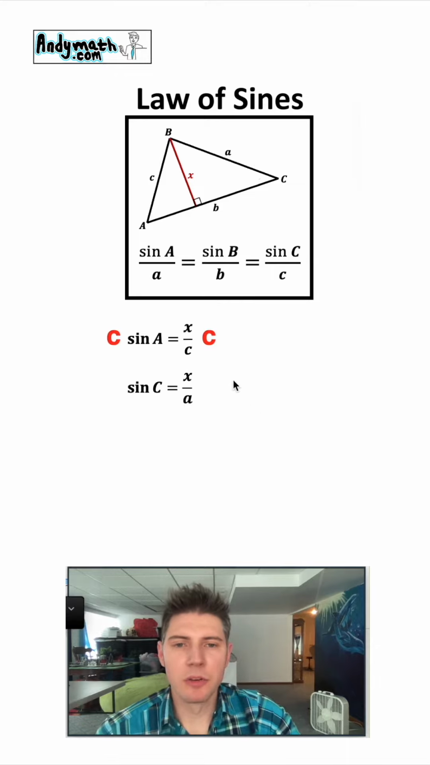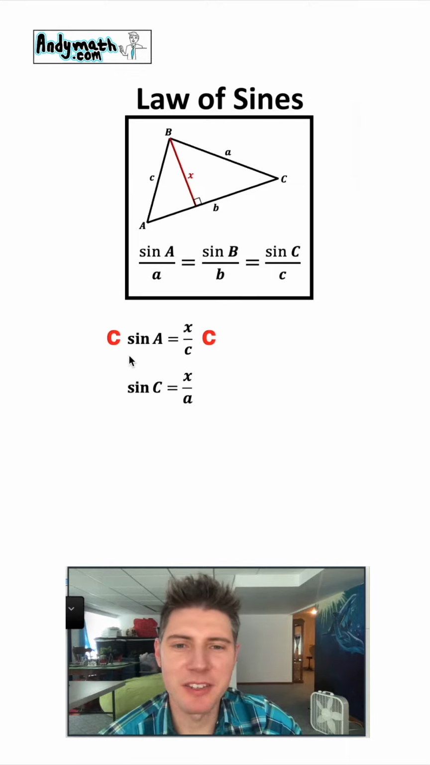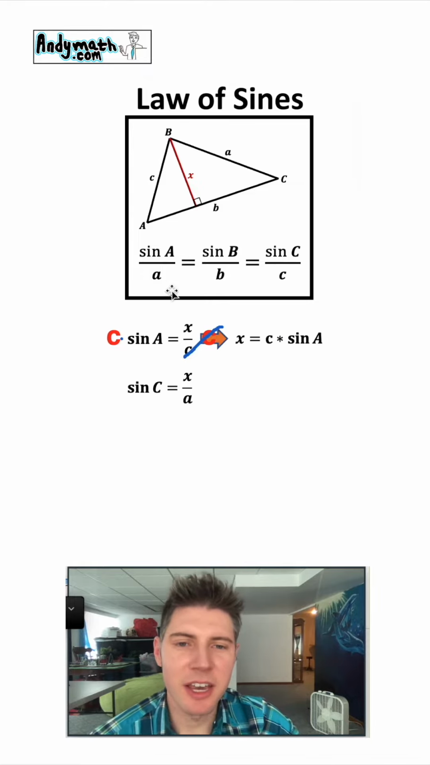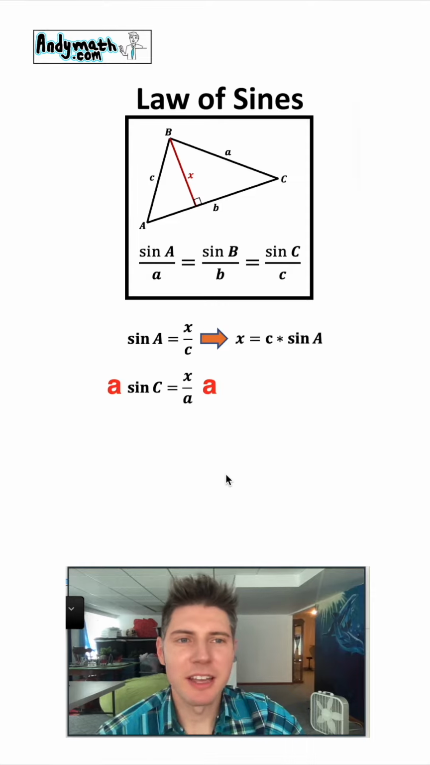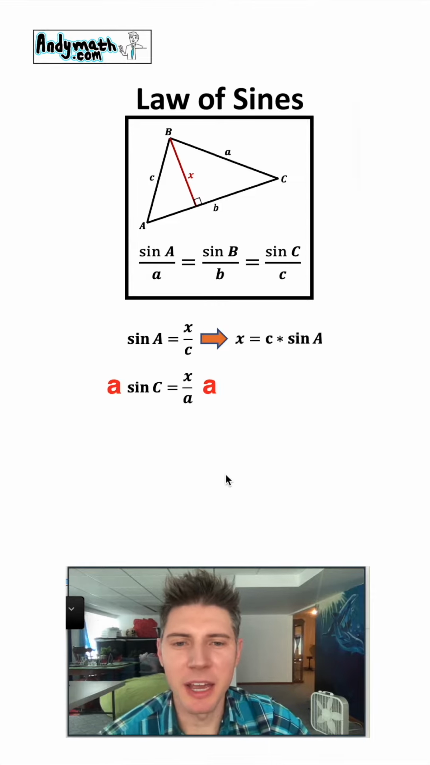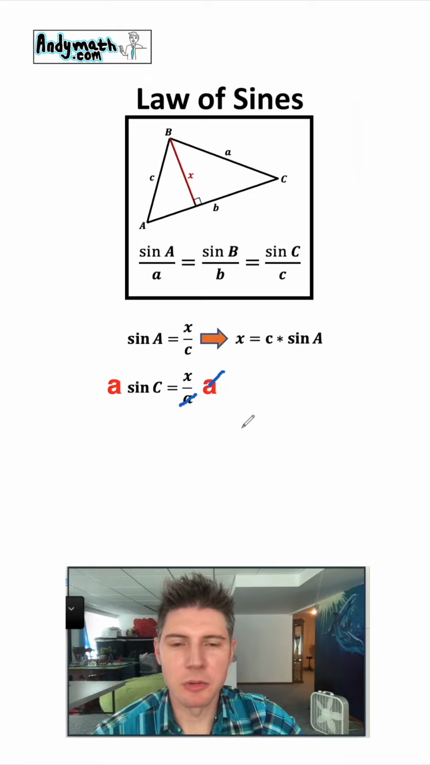Now from here, if we multiplied both sides of this equation by c, these c's would cancel, giving us an x all by itself, and this side would be c times sine a. So we can say x is equal to c times sine a. And same thing down here, if we multiplied both sides by a, these a's would cancel, which would then tell us that x is equal to a sine c.